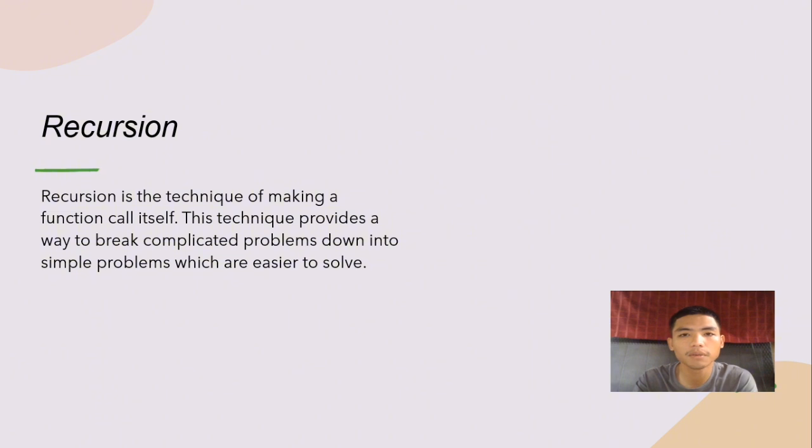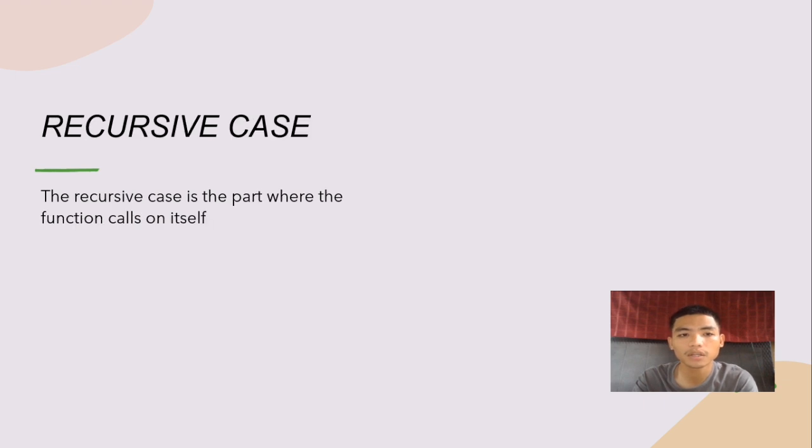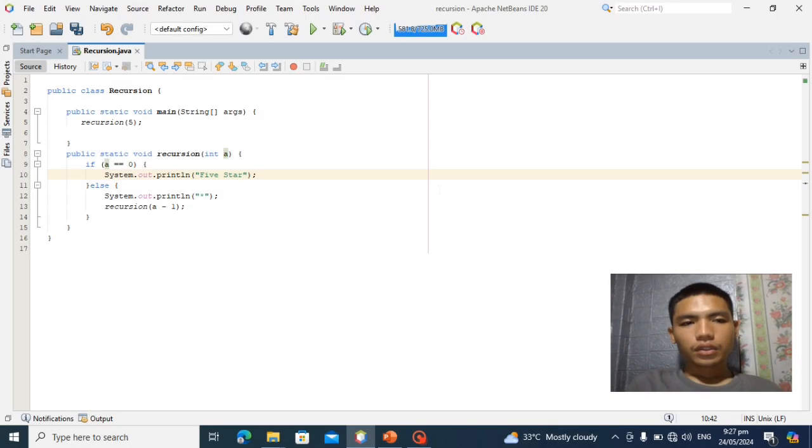So what is the base case? The base case is the condition to stop the recursion. This base case is the reason to stop the recursion or the loop. While the recursive case is the part where the function calls itself. So this is our looper, the recursive case. So this is how recursion works in Java.